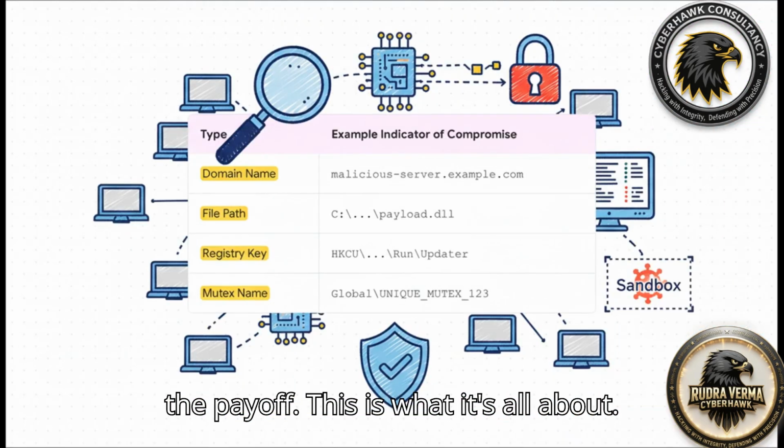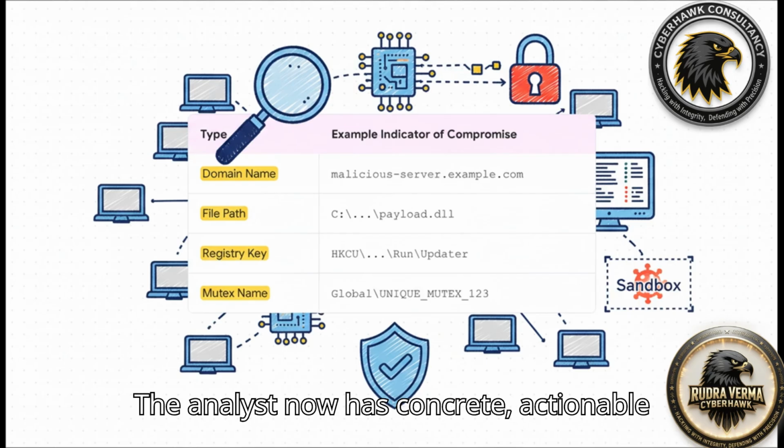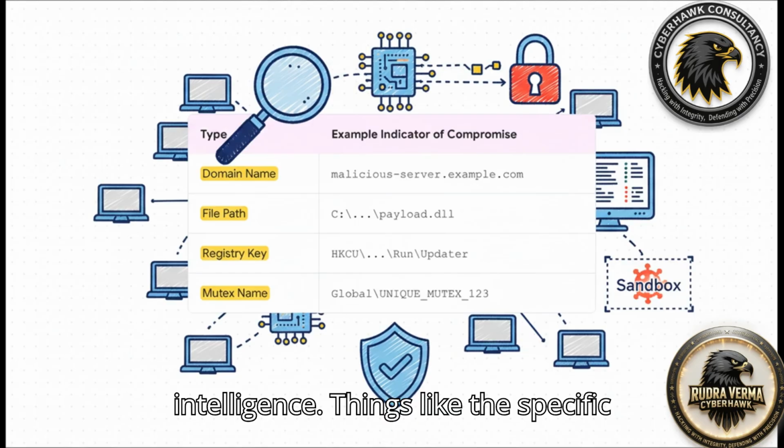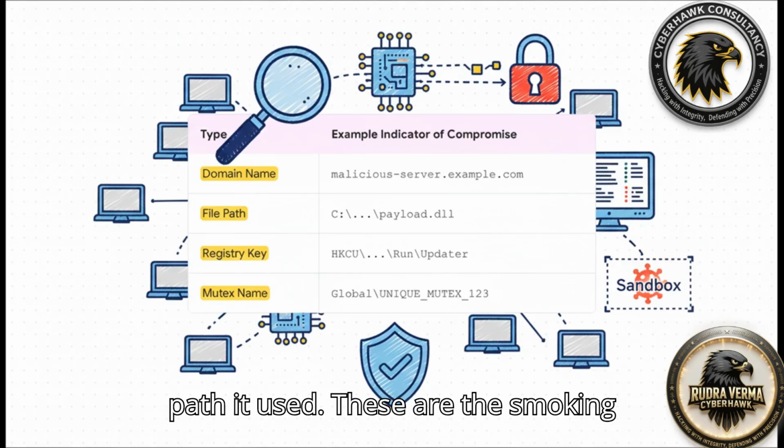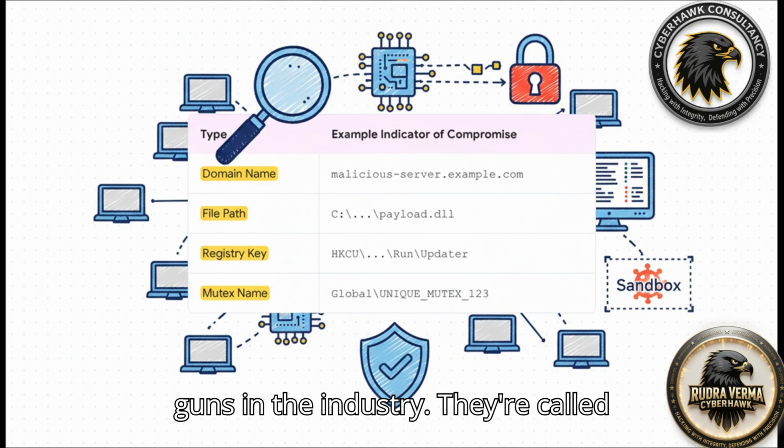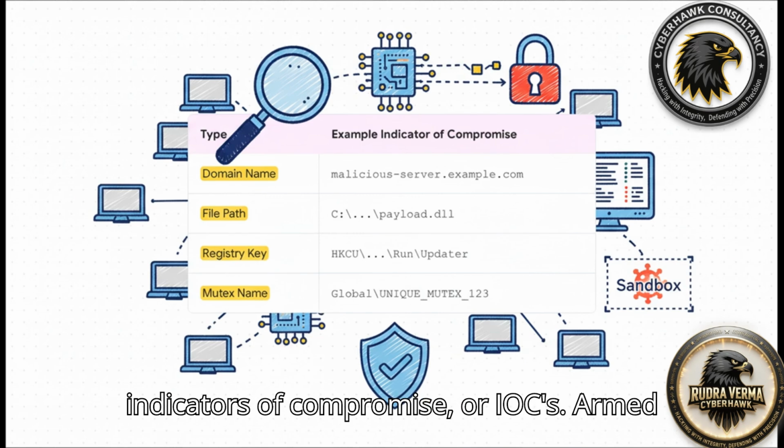And this right here is the payoff. This is what it's all about. The analyst now has concrete, actionable intelligence. Things like the specific domain name it contacted, the exact file path it used. These are the smoking guns. In the industry, they're called indicators of compromise, or IOCs.